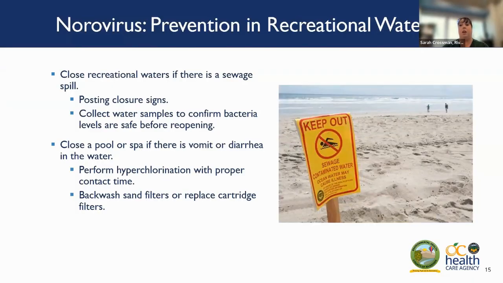If there's a sewage spill affecting a lake, river, or other recreational water, the area should be closed right away. This includes posting a clear sign and collecting water samples to ensure harmful levels of bacteria and viruses are no longer present before reopening. Pools and spas also require action when contamination occurs. If someone vomits or has a diarrheal incident in the water, the pool or spa must be closed. Proper hyperchlorination should be performed using the correct chlorine and chlorine concentration and contact time.